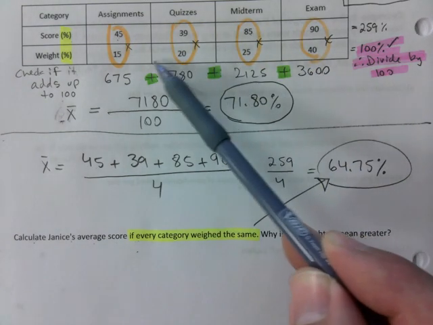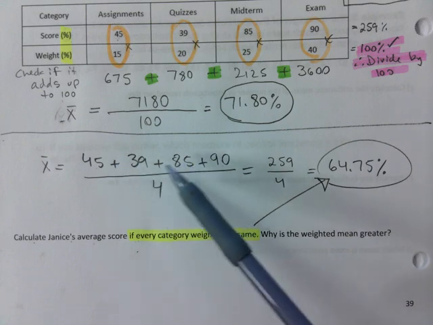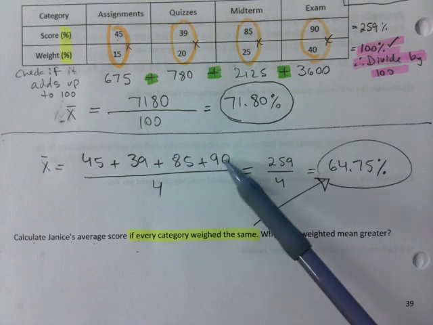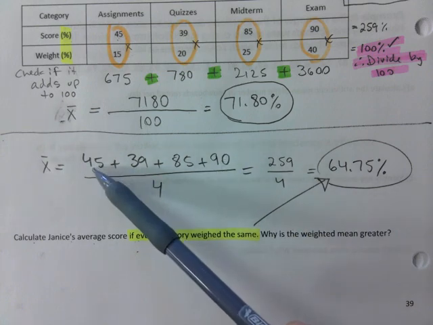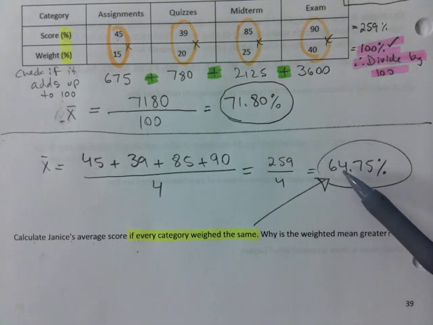If we were to eliminate the weights, it's almost like it doesn't matter where you did well or where you didn't do well because they're all worth the same. So even though you got a 90 here, you got a 45 there. So your average is going down because the weights are being removed, right? So I'll say this.